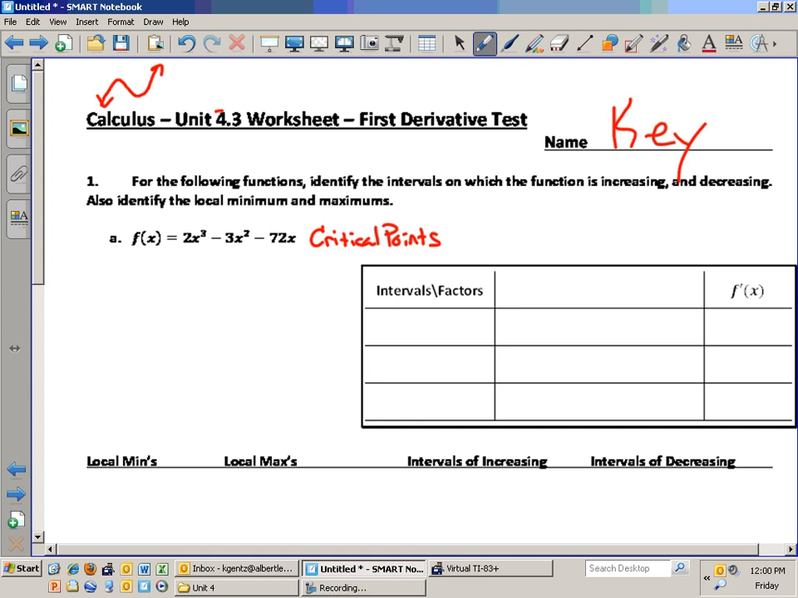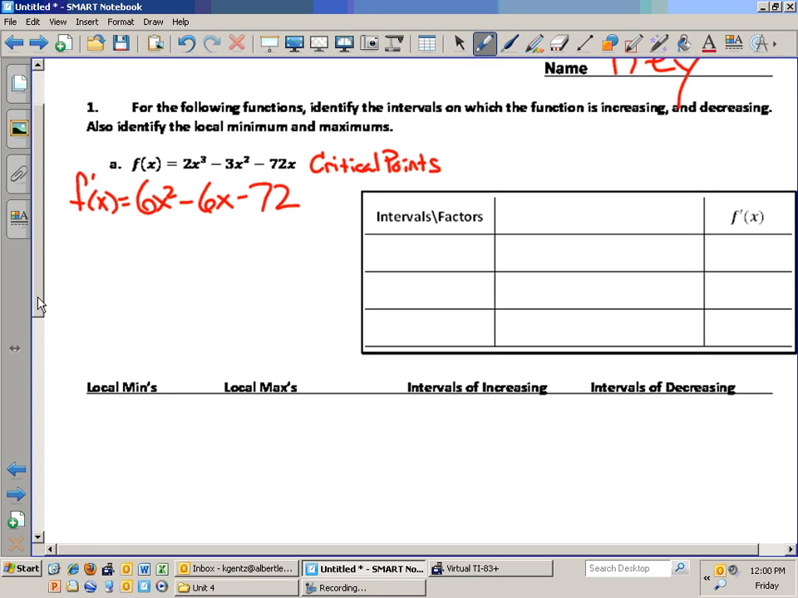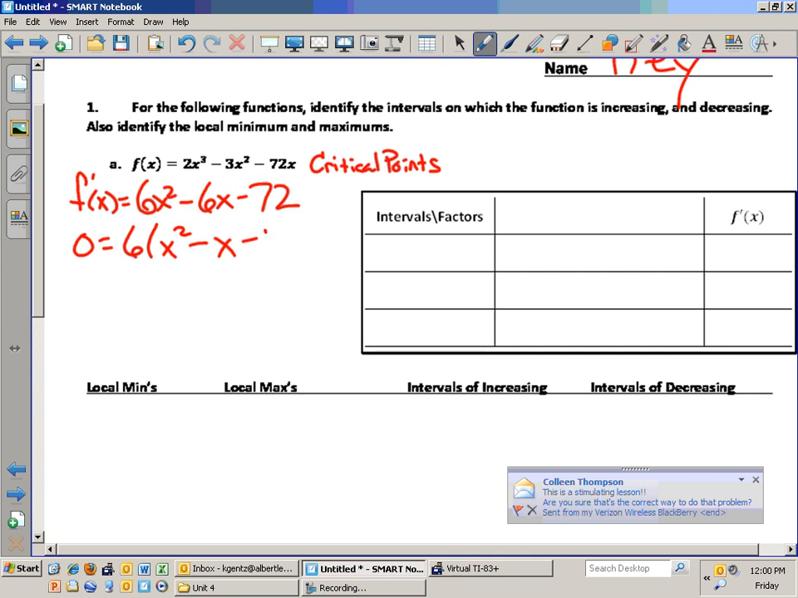What is the derivative of this function? 6x² minus 6x minus 72. That's the derivative. In order to find the critical point, I set that equal to 0. 0 equals 6 times x² minus x minus 12.